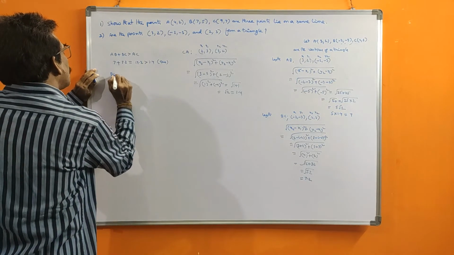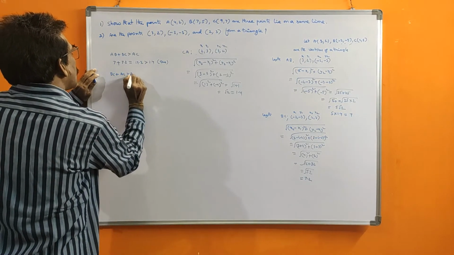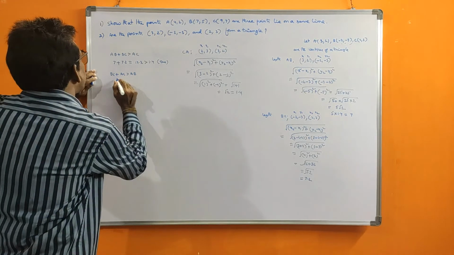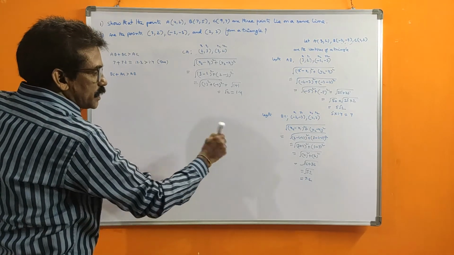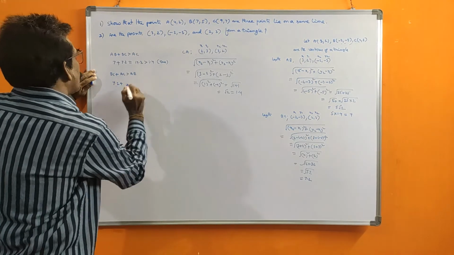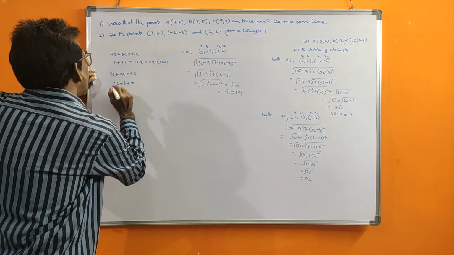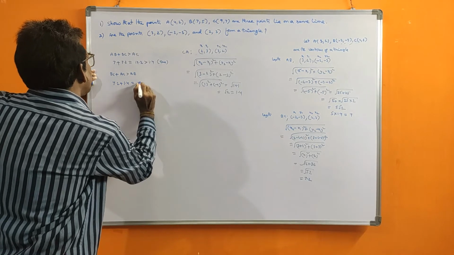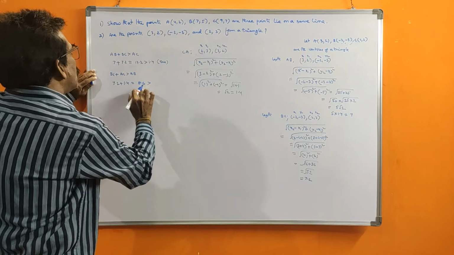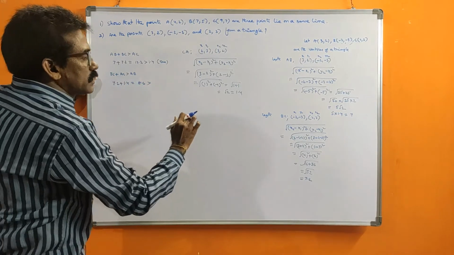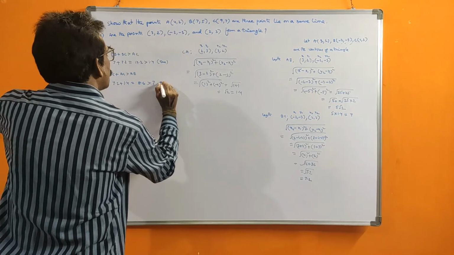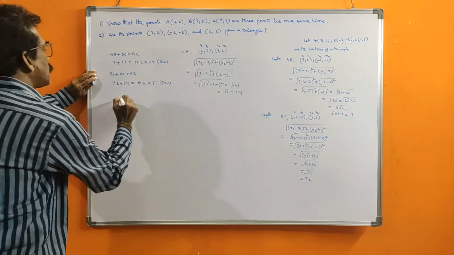The next condition is what? BC plus AC greater than AB. BC plus AC greater than AB. You check this. BC is what? 7.2 plus AC is what? 1.4. You do this one: 8.6. Now this is greater than AB. AB is what? 7. So 8.6 is greater than 7 only. True. This condition is also true.